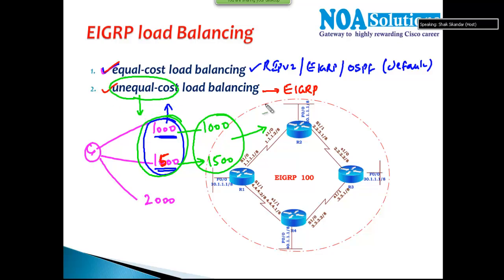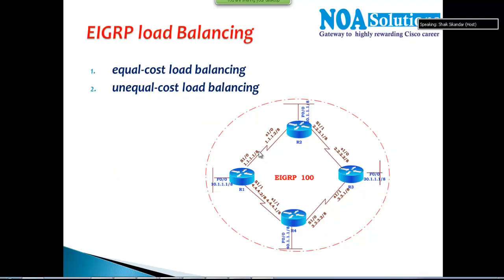And this is also supported in EIGRP. EIGRP is the only protocol which supports unequal cost load balancing. But again, it will not do it automatically. We have to do it manually, by using something called variance. So we'll get into that more in detail as we go ahead.